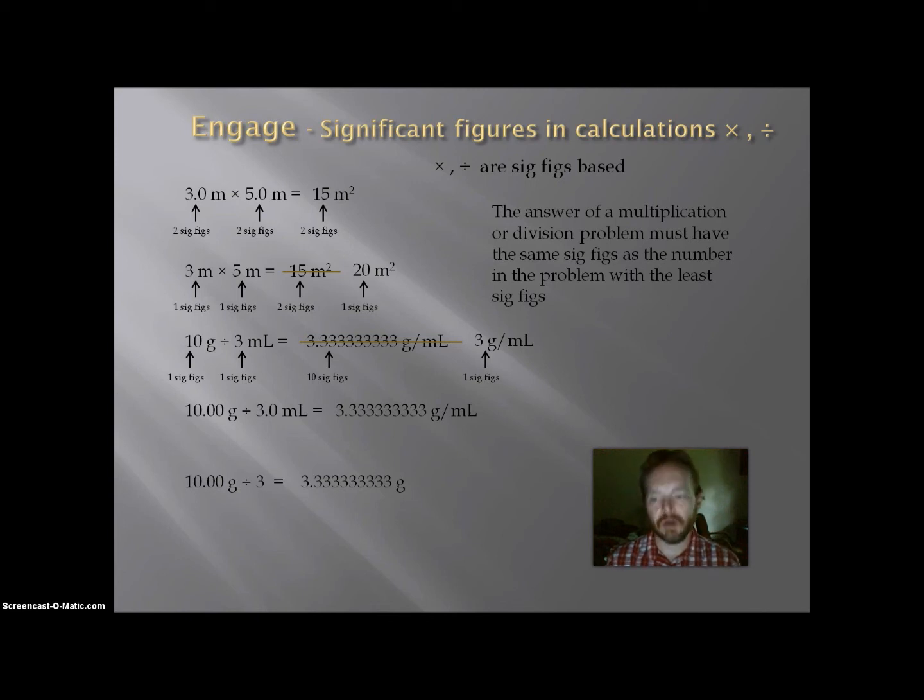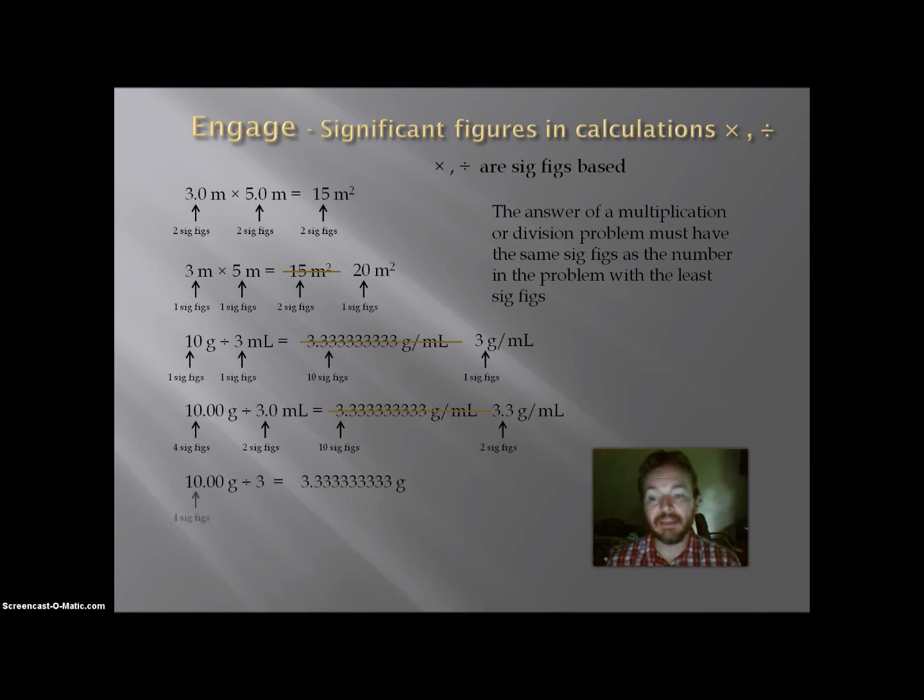Example number 4. 10.00 grams has 4 significant figures. 3.0 milliliters has 2 significant figures. From the problem, the least amount of sig figs is the 2 sig figs in the 3.0 milliliters. The number from my calculator still has 10 sig figs, so it is still not appropriate. I have to round my answer so that it has 2 significant figures, and that would be 3.3 grams per milliliter, having the 2 significant figures required.